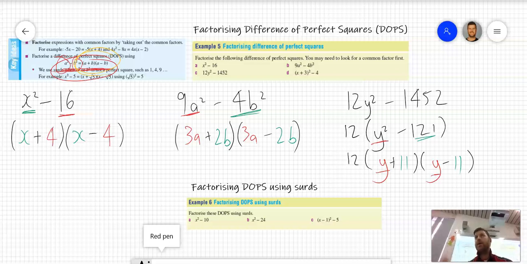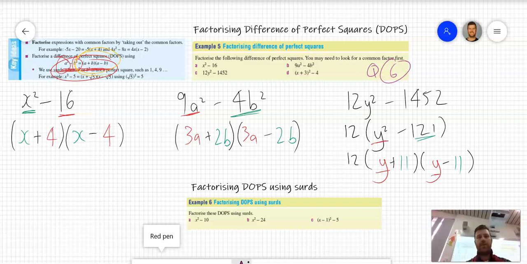So this was just one extra step. Remember, the first thing you should always look for is a common factor. So guys, today, when you're doing the questions, I think from memory it was question 6. This is an example of question 6. Before you can factorize difference of perfect squares, take out a common factor.